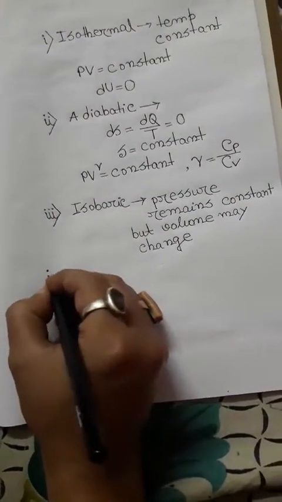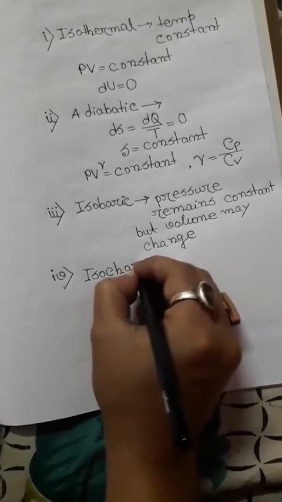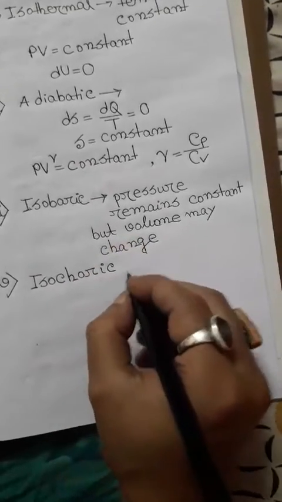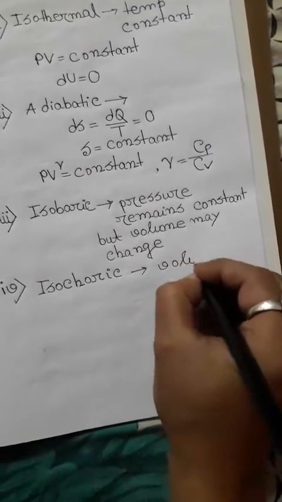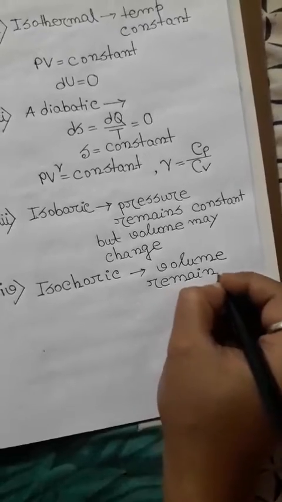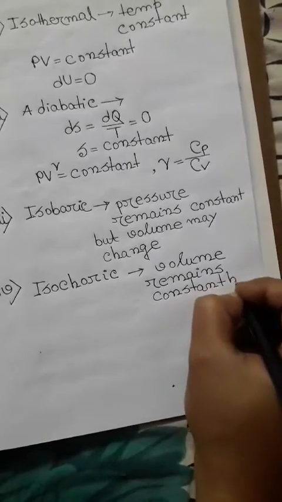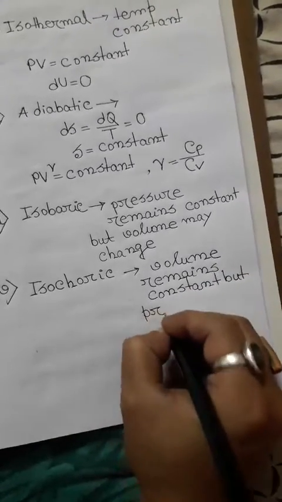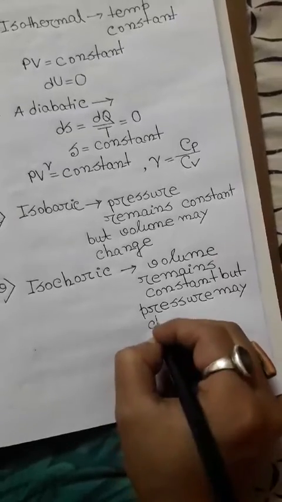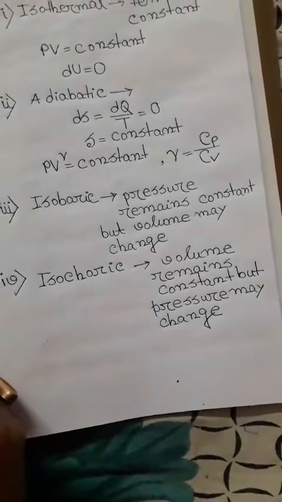Now another process is the isochoric process. What do we usually mean by an isochoric process? That is a process in which volume remains constant but pressure may change. Okay, this is called an isochoric process.